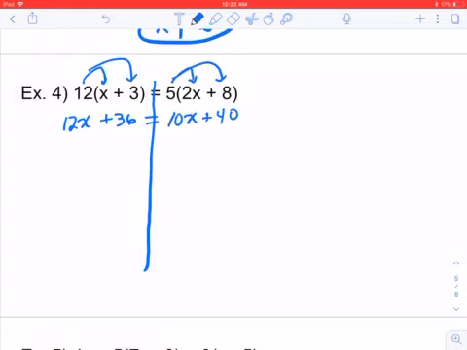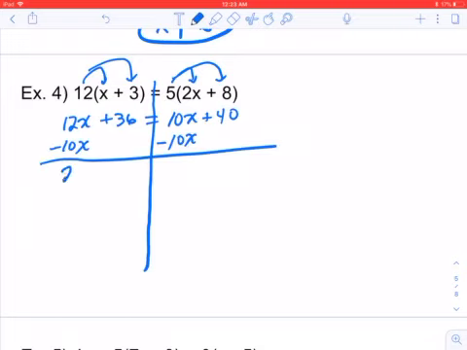All right, there are no like terms on the left or the right, so it's time to start solving. We look and see, do we have x's on both sides of the equation? We do. So we want to go ahead and balance that out. We want to get rid of the x's from one of the sides. So I'm going to get rid of the 10x using a negative 10x. So that gives me 2x plus 36 equals 40.